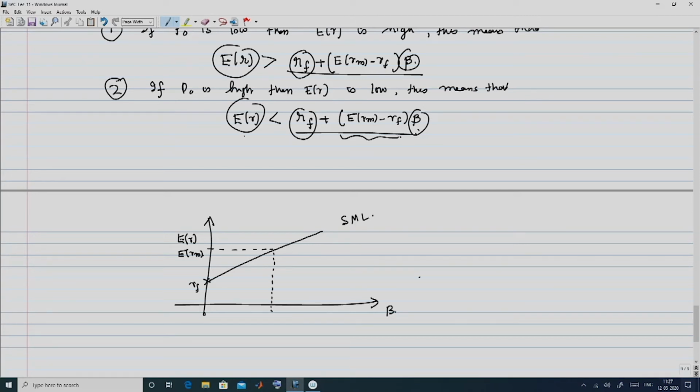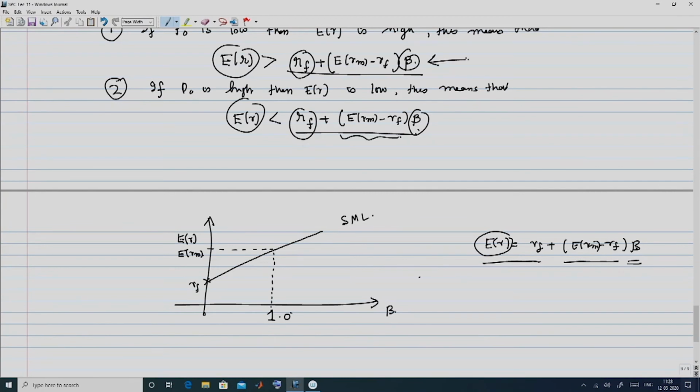So, in the relation E of R is equal to RF plus (E of RM minus RF) times beta, when the expected return is E of RM, E of RM minus RF will be equal to (E of RM minus RF) times beta. So, this means that beta is going to be equal to 1. Okay, so that is a side issue. Now, coming back to the SML.